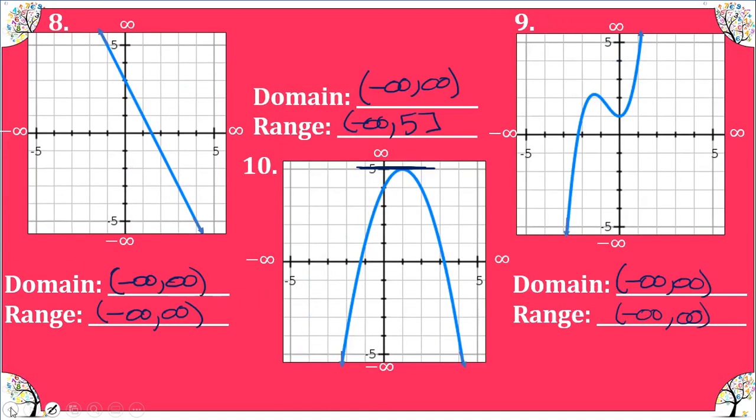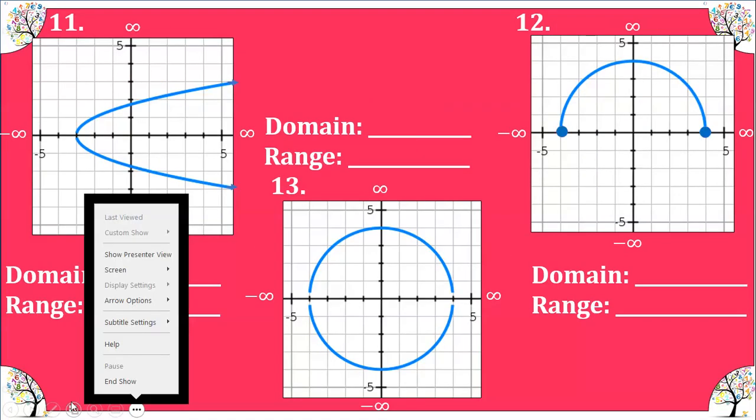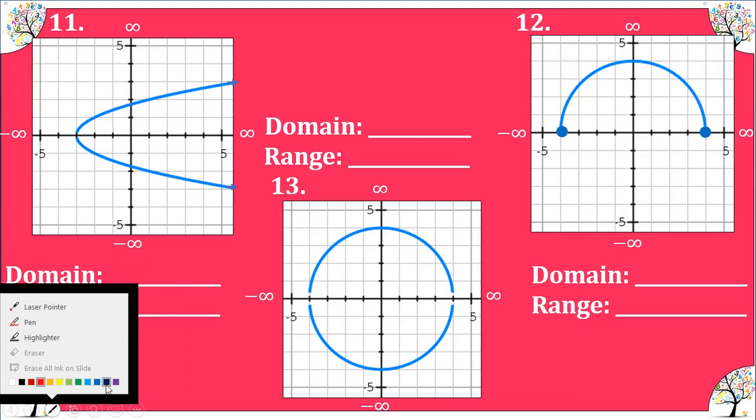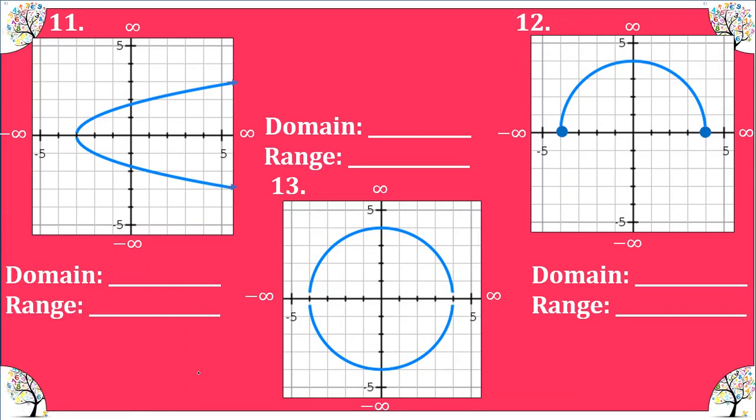And let me back up for a second. This is a function, function, and function. Okay, in these examples, our first number 11, we can see that the graph does not pass the vertical line test, so therefore this is not a function.